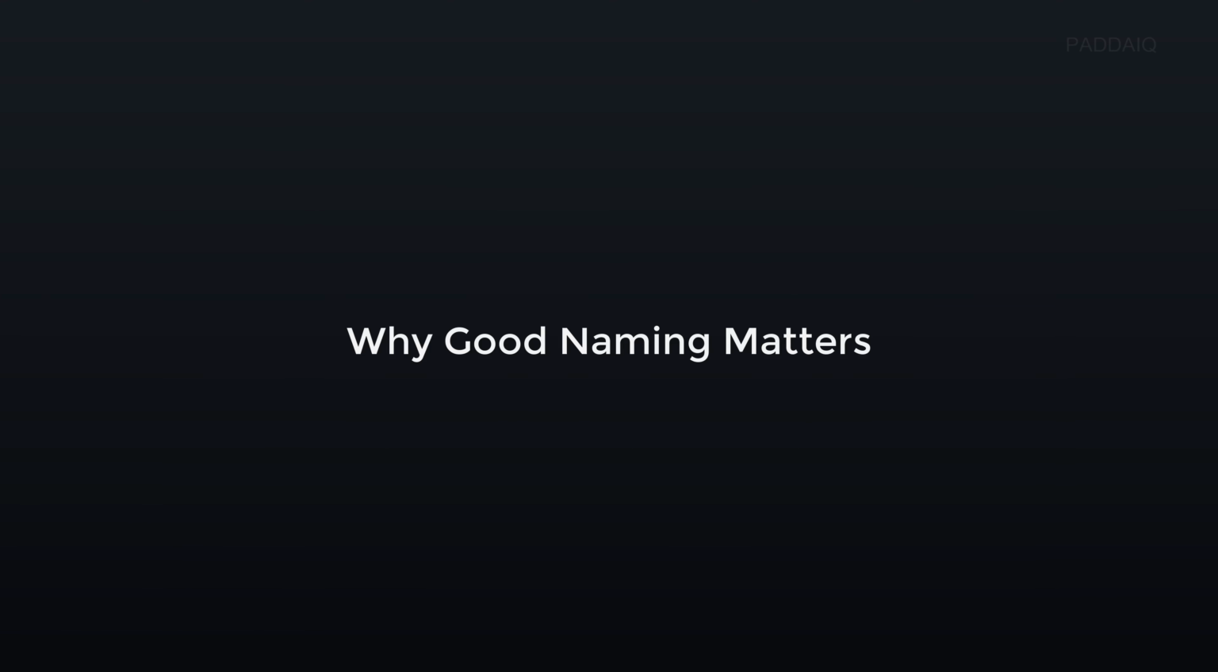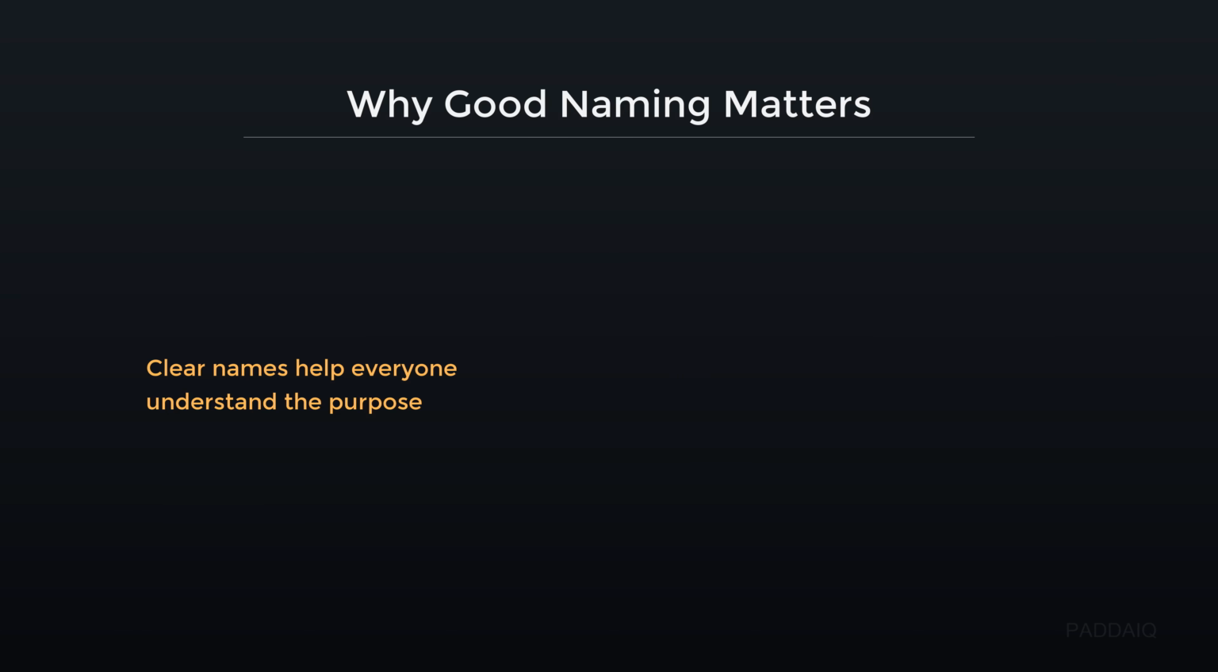The importance of effective naming conventions. Clear names help everyone understand the purpose. This means using descriptive names so team members can instantly grasp what each component does without confusion. For example, name a service Employee Payroll Service instead of Service 01. This clarity accelerates development and reduces errors, making collaboration smoother and more efficient for everyone involved.